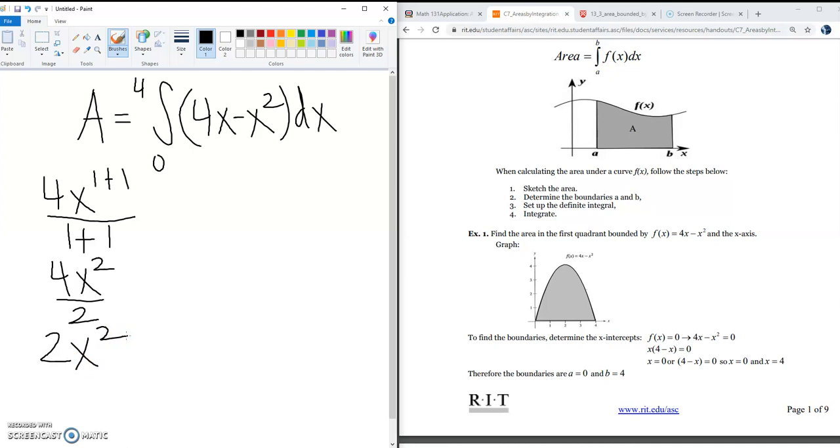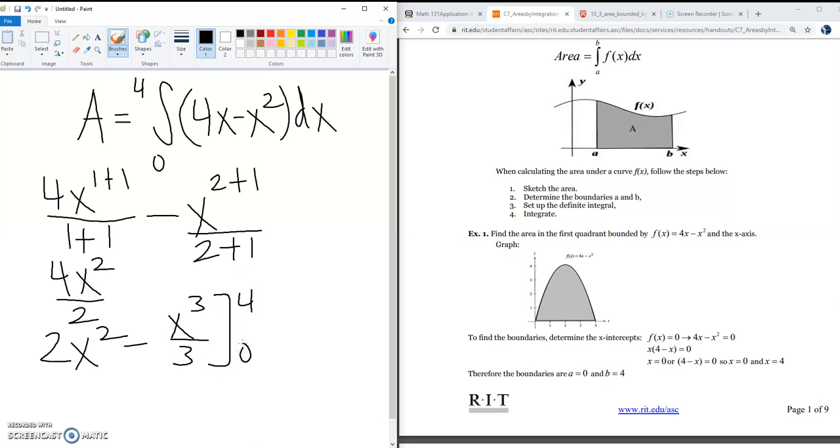And the integral of negative x squared, again, you add 1 to the original exponent, 2 plus 1, and that's what you divide your term by. So that would be negative x cubed over 3. And we're evaluating this from 0 to 4. Now, the fundamental theorem of calculus, part 2, states that you plug in your upper limit of integration first, minus your lower limit of integration. So everywhere we see an x, we'll plug in 4 first.